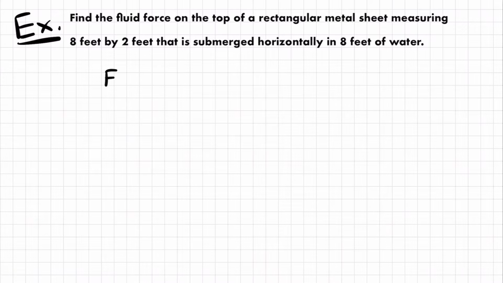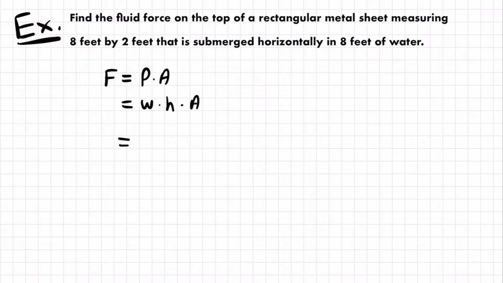The fluid force will be equal to the pressure times the area, which is going to be equal to the weight density of the fluid, which in this case is water, times the depth that surface has been submerged into the water, times the area of the surface. Let's find each of these values. Let's start with the weight density of our fluid. The weight density of water, when we're working with feet, meaning that we are working with imperial units or the US customary unit system, is going to be 62.4 pounds per cubic foot.